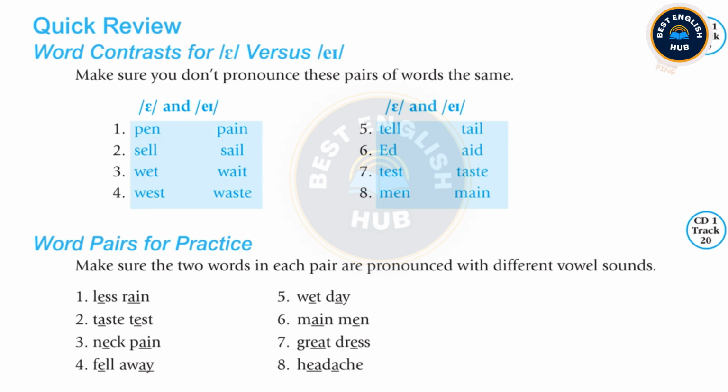Quick review. Vowel contrasts for e and a. Make sure that you don't pronounce these pairs of words the same. Pen, pain. Sell, sail. Wet, wait. West, waste.